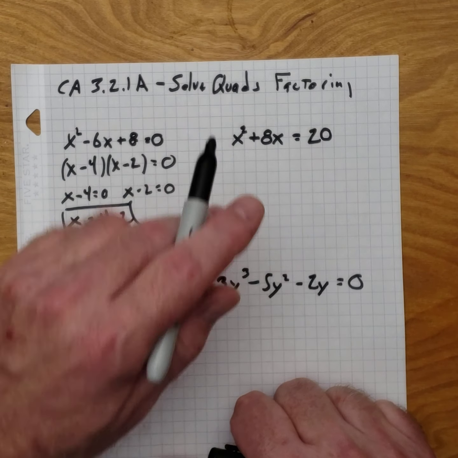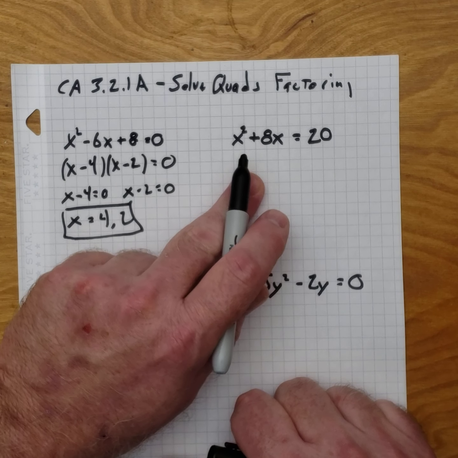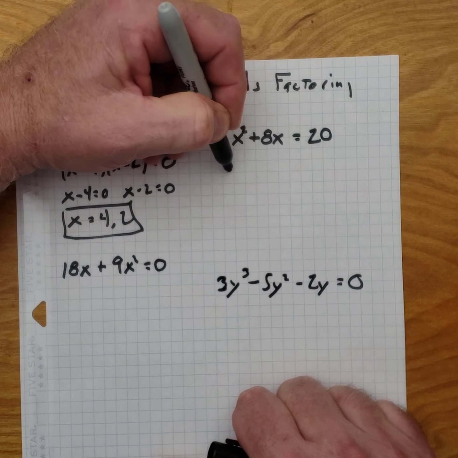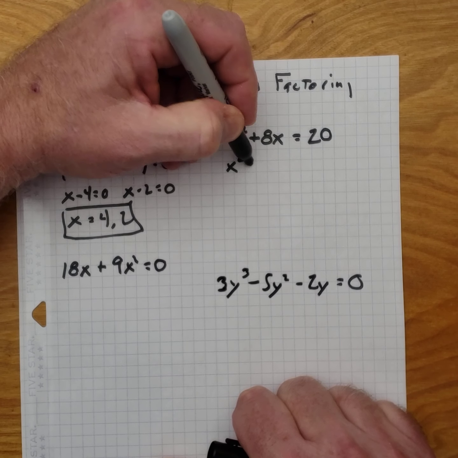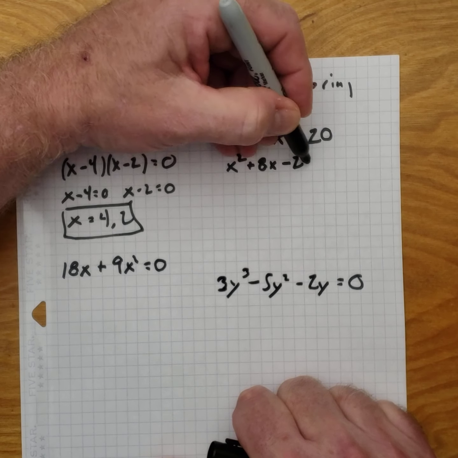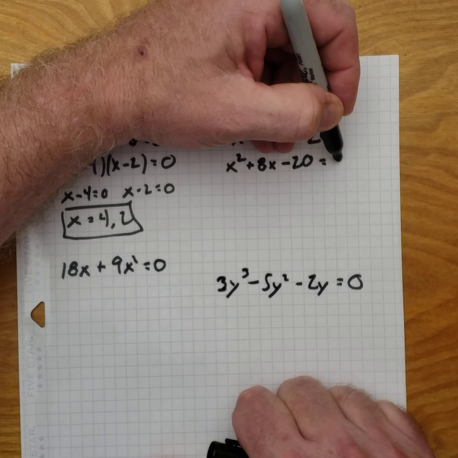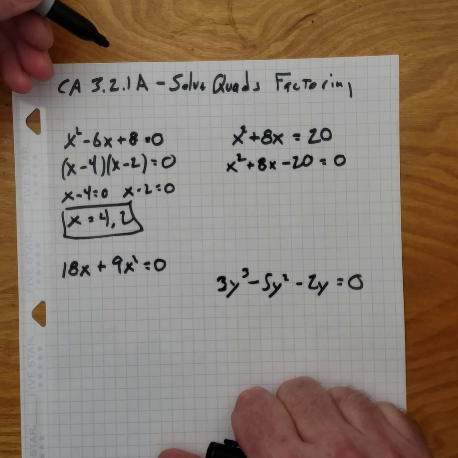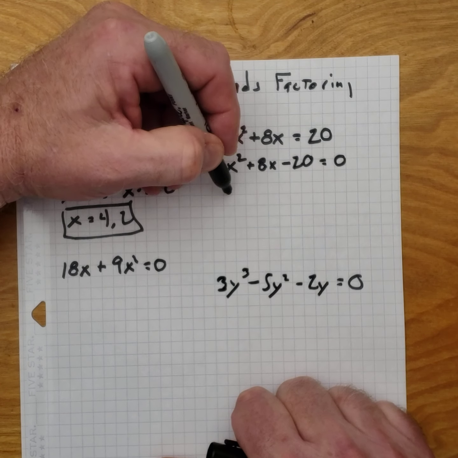Do a couple more. This one here is not in the right form, so we have to make sure it is in the right form. We have to have our x squared term, our x term, and we have to subtract 20 from both sides, so we have our number then equals 0. If we don't have it in this form, factoring will not work.